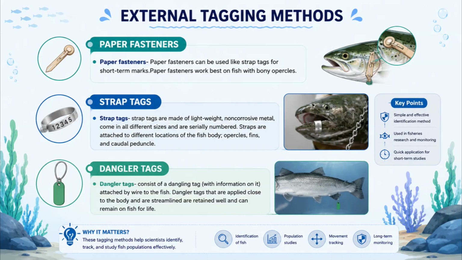The third method is dangler tags. Dangler tags consist of a tag carrying identification information attached to the fish using wire. When these tags are applied close to the body and designed in a streamlined shape, they are retained very effectively and may remain attached to the fish for its entire life. These external tagging methods help scientists identify, track, and study fish populations more efficiently in both freshwater and marine environments.